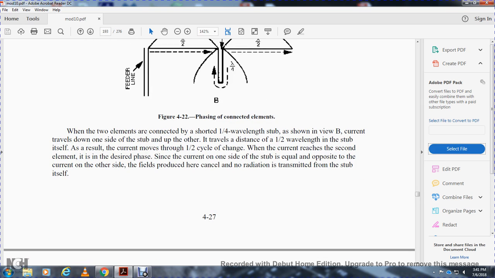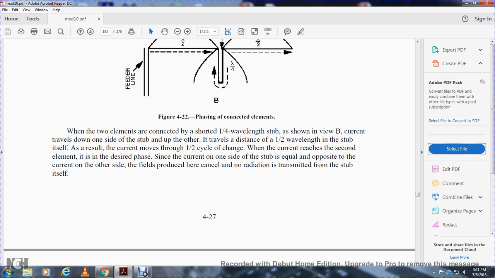With the two elements connected with the shorted end of a quarter wave stub, that's a 1/4 wave stub. As shown, the current travels down one side with the stub down the other. It travels the distance of 1/2 the wavelength, the length of the stub itself. The result is that the current moves through a 1/2 cycle of the change, with the current reaching the second element at the desired phase.